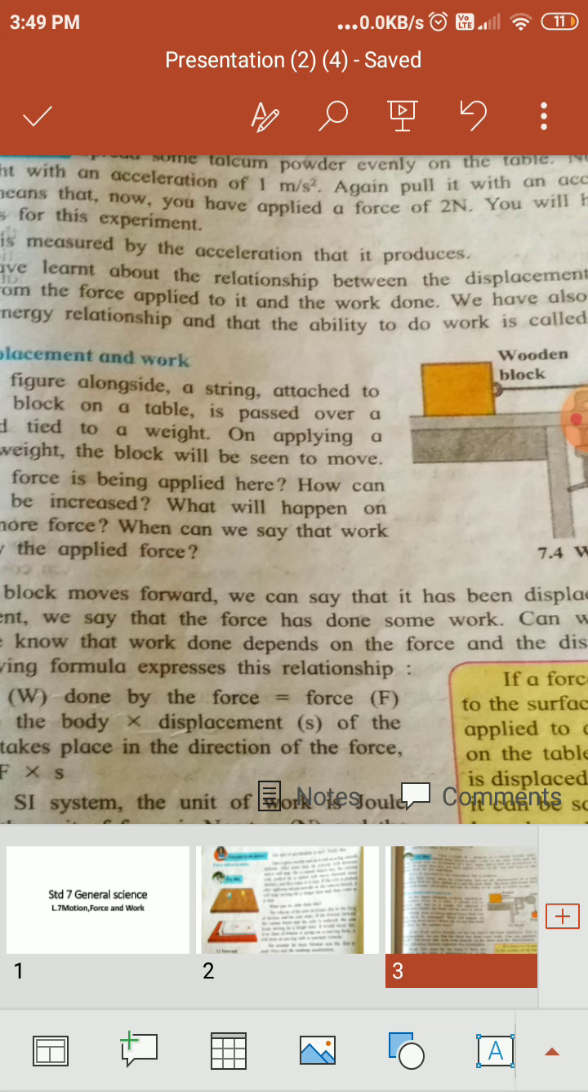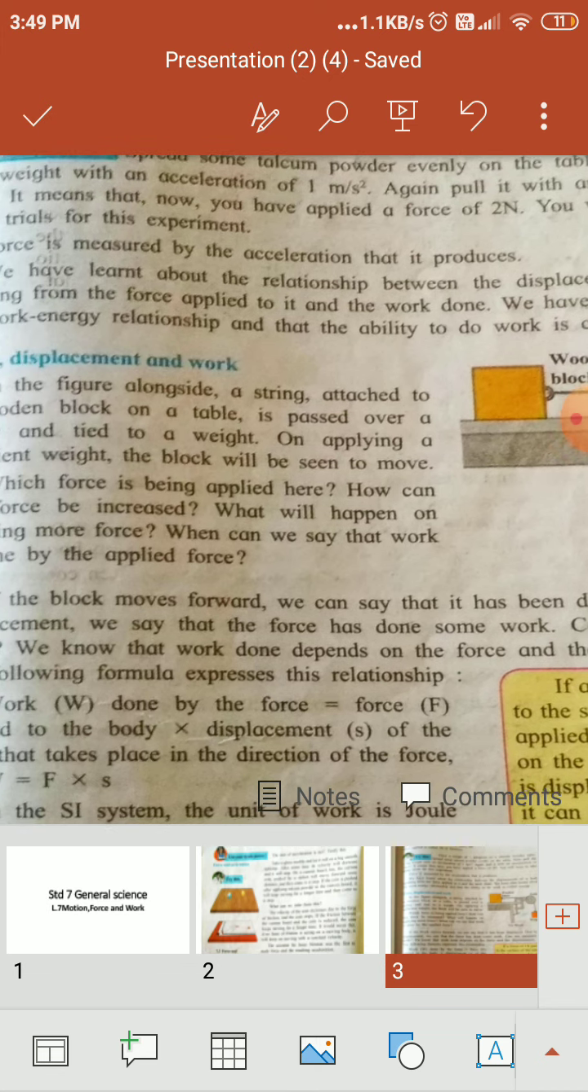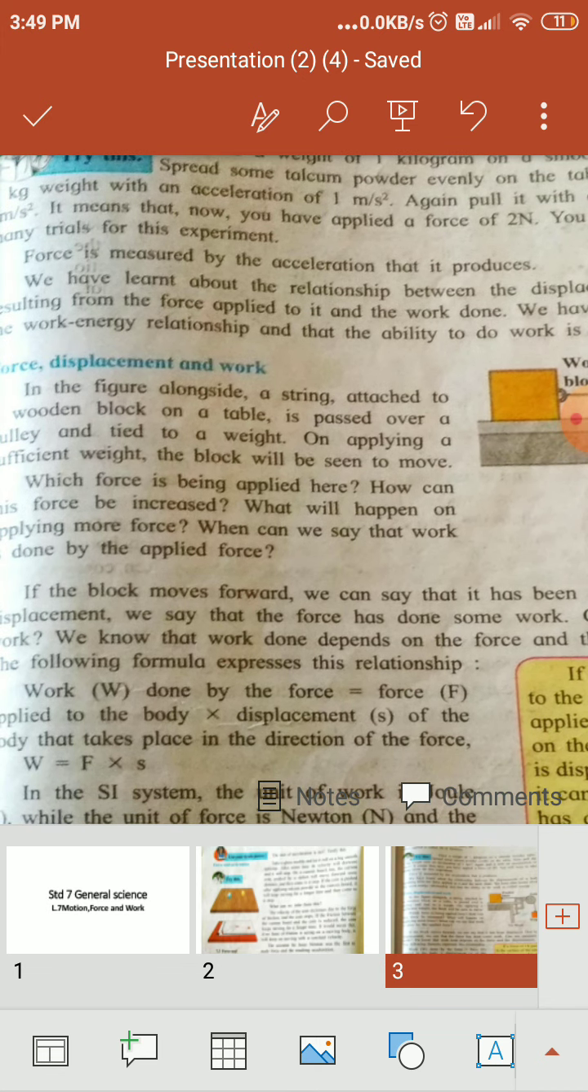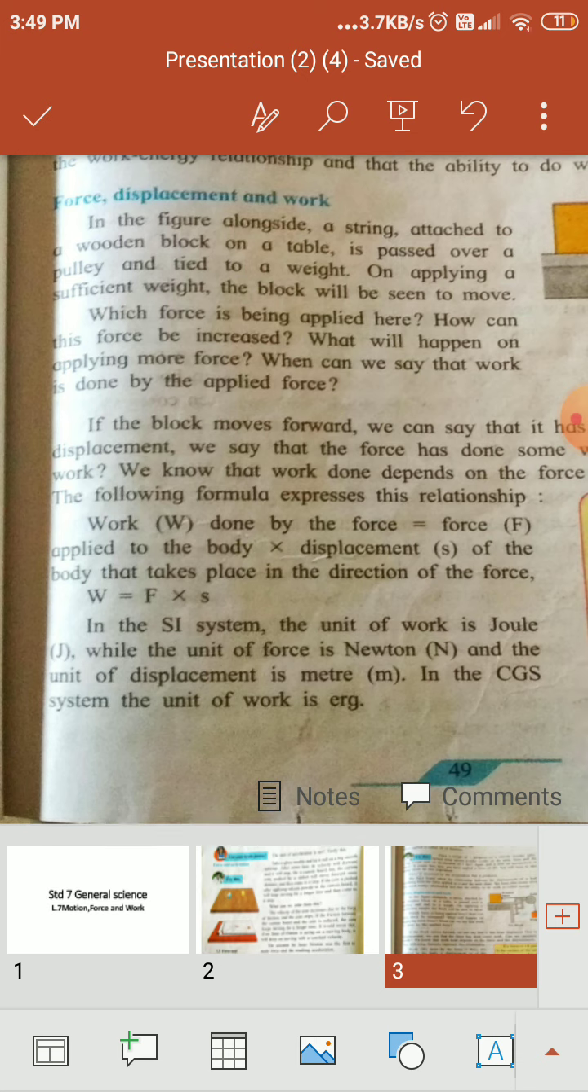If the block moves forward, we can say that it has been displaced. Due to the displacement, we say that the force has done some work, because if there is a displacement, then there is work. Can we measure this work? We know that work done depends on the force and the displacement. If we apply more force, more work is done. That means work is equal to force into S, where S is the symbol for displacement. That is, work equals force into displacement.